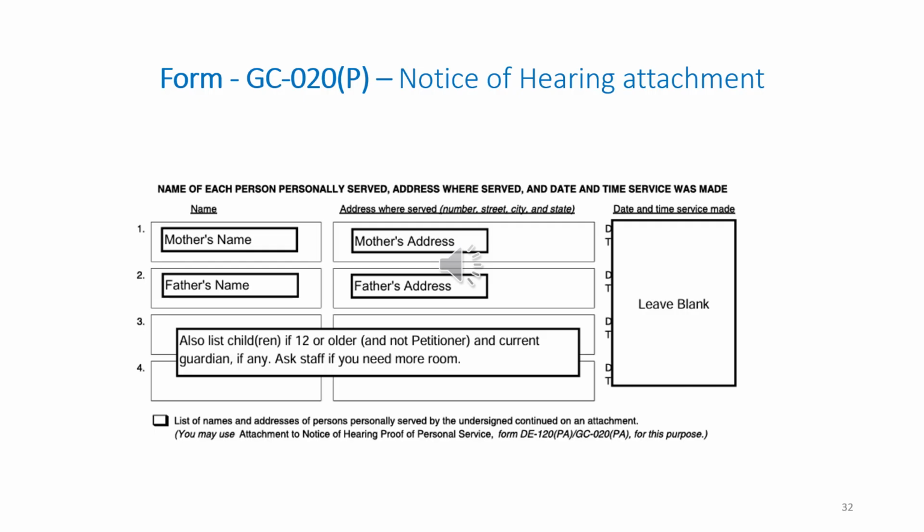The next page is GC-020P. On this page, you will list the names and addresses of all individuals who will need to be personally served.